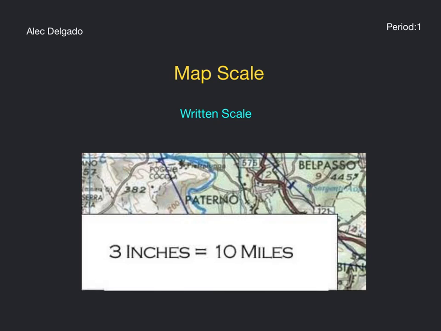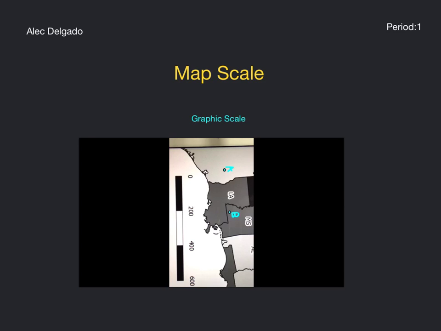A written scale shows the relationship between distances on maps and distances on Earth's surface. An example is seen below, which is 3 inches equals 10 miles. Therefore, 3 inches on the map represents 10 miles on Earth's surface. Graphic scale is usually a bar line which shows distances on Earth's surface.